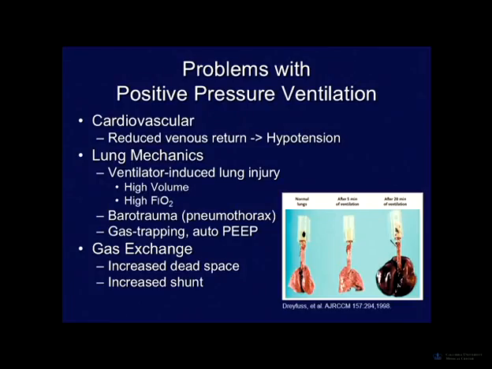Okay. So what are some problems with positive pressure ventilation? Well, cardiovascularly, because you're on positive pressure ventilation, the pleural space is under positive pressure, you may have decreased venous return to the heart, a consequence of which can be hypotension.